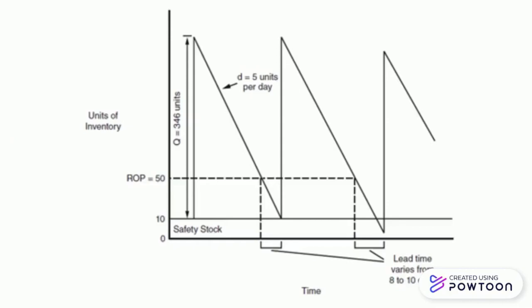This figure shows an additional 10 units of safety stock to carry a firm through a lead time that could vary from 8 to 10 days. The new reorder point now is 50. The additional inventories are called safety stock.